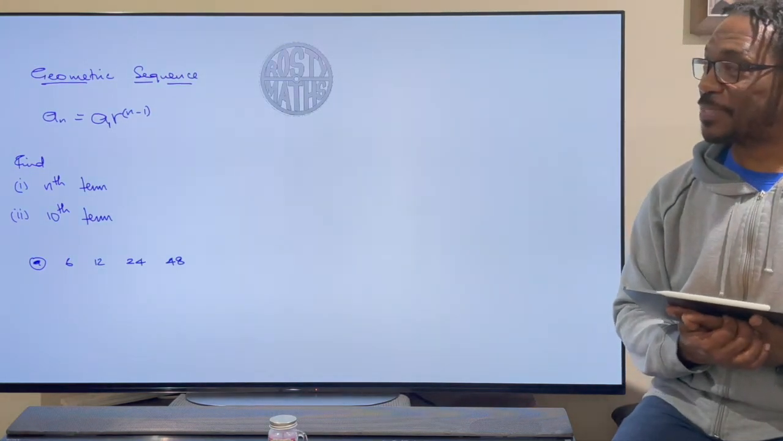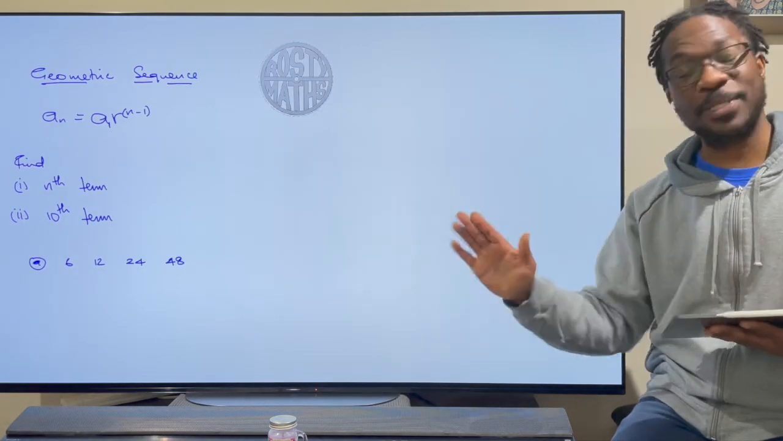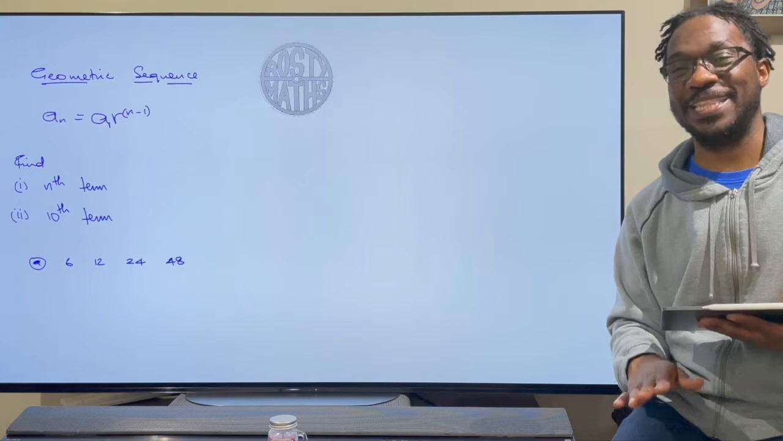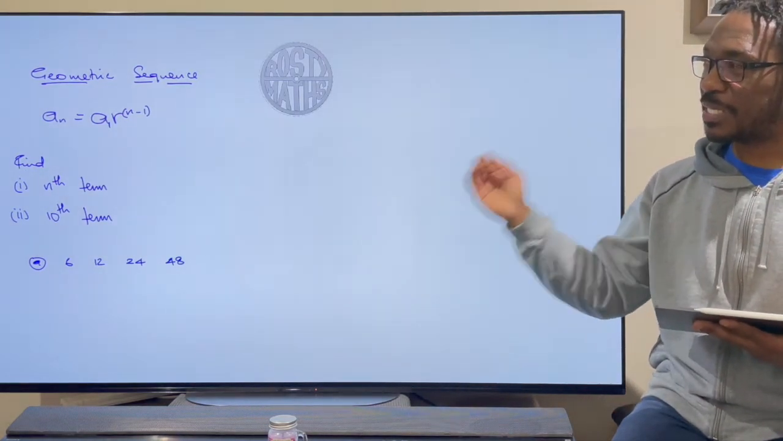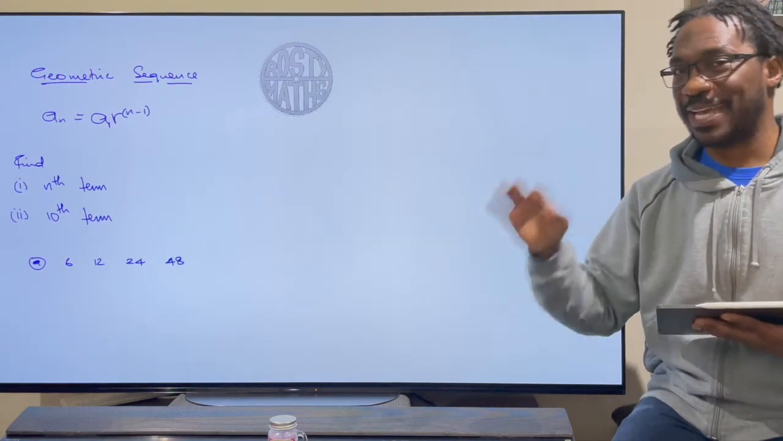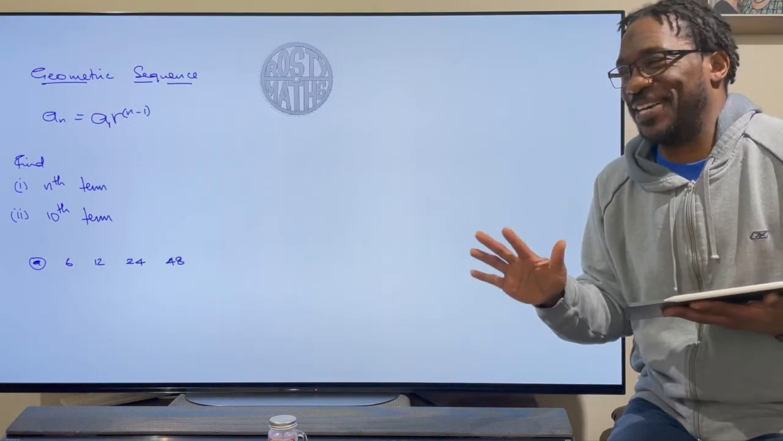Now in this particular video, actually let's go back a bit. We've already talked about this in my last video, so I've left a link in the description for you to go have a look at that later. But we've talked about geometric sequences, but now we're going to use the formula to work out the nth term and the 10th term. No pun intended, that just worked out that way, okay?